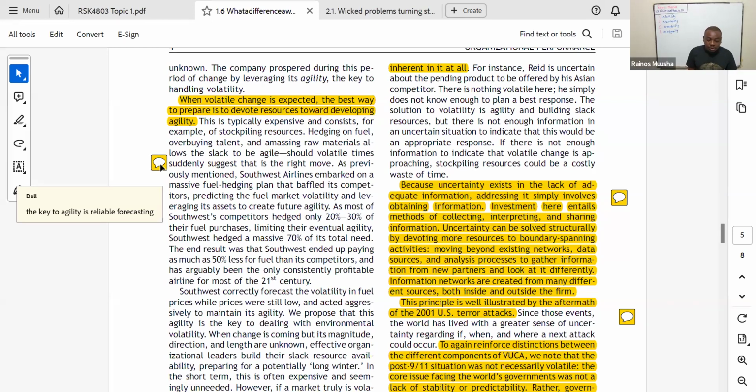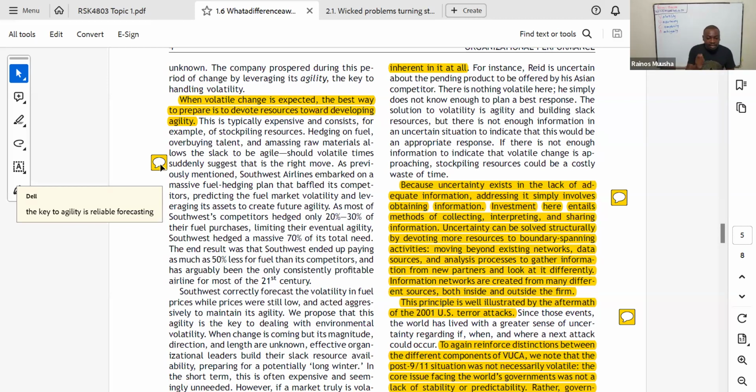In this case, the key to agility is having reliable forecasting. Because this situation is volatile, we need to do scenario analysis to say, if this plays out this way, how are we going to deal with it? And if the impact plays out this way, how are we going to deal with it as well? For example, if it's just going to be a minimum impact on the organization, what do we have in place to mitigate the impact? And if the impact is going to result in catastrophic losses, how are we going to ensure that we deal with this situation?